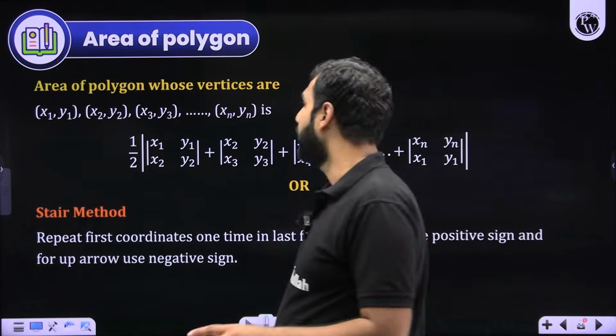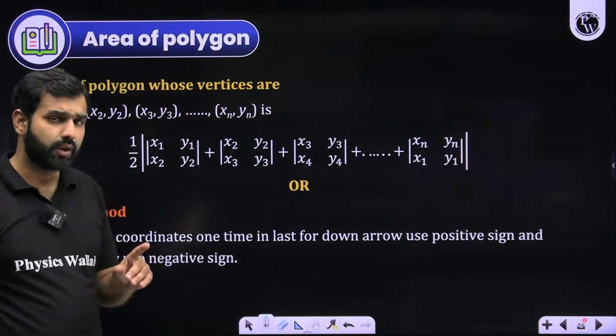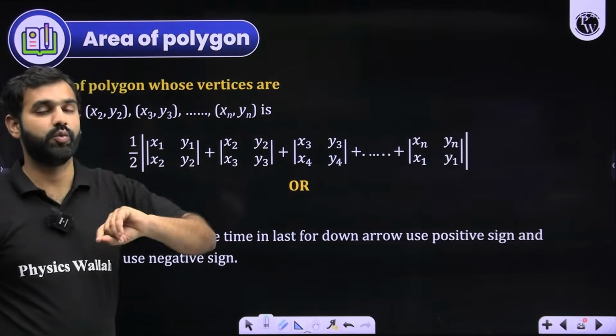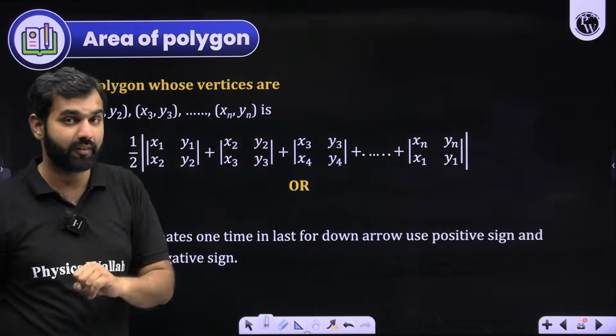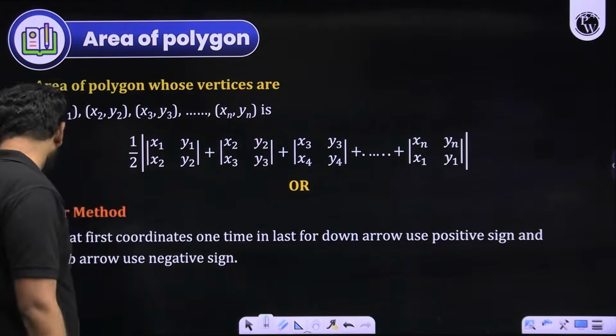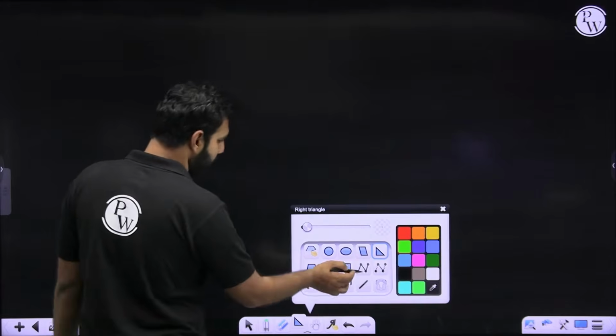Now we are coming to the part where we'll be discussing how do you find the area of a polygon. Do you remember? This is exactly what we have discussed in the chapter determinants as well. Do you remember that stair method we have given you? That same method I'll be re-explaining in this part as well. Now let's say there is a polygon. Any sort of polygon, let's say we are having.